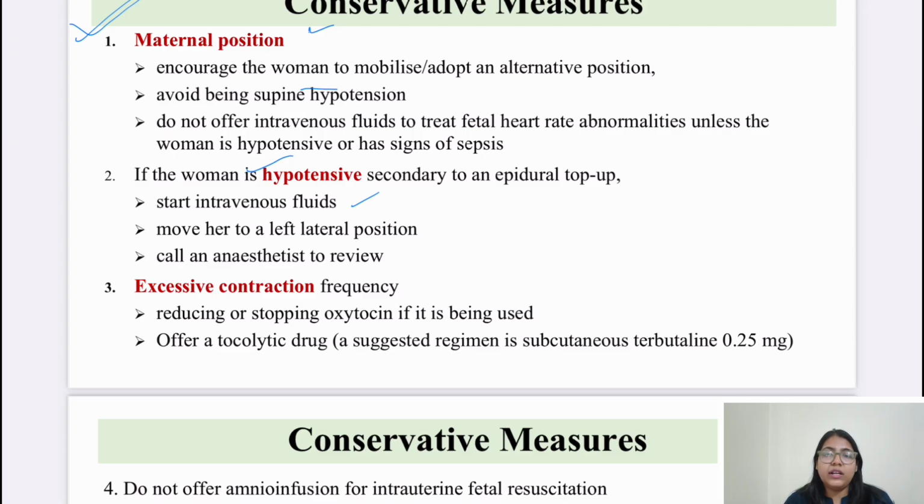You have to tell her to lie down in left lateral position to avoid supine hypotension, and you have to call the anesthetist if hypotension develops. Now if there is excessive contraction, you have to reduce or stop oxytocin and offer a tocolytic drug, okay, like terbutaline.